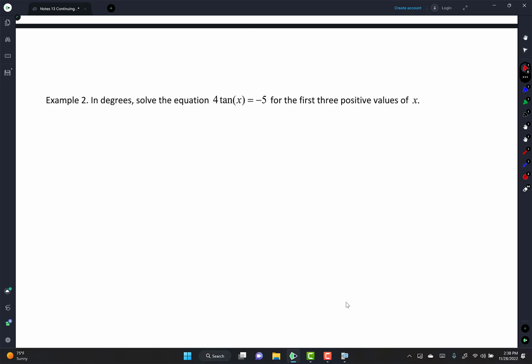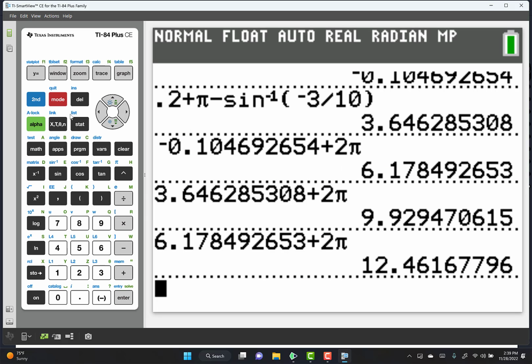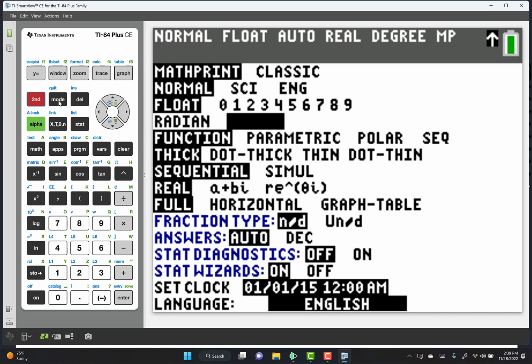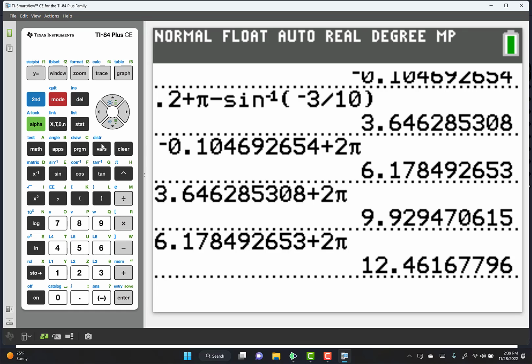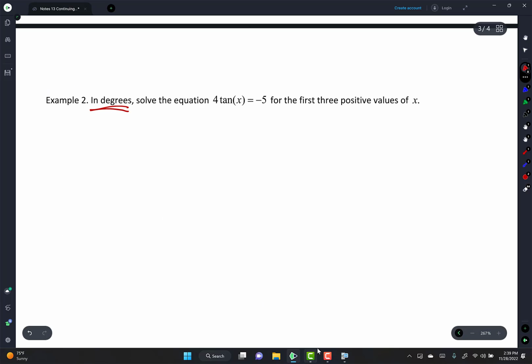But notice that it says in degrees. So someone out there, if you want to try it out, see if you can do that one in degrees. I'm just going to put my calculator in degrees and do it algebraically, guys. So let's see, mode, degree. All right, here we go. Someone try it just with graphing. Excuse me. You're going to have to make it pretty big.